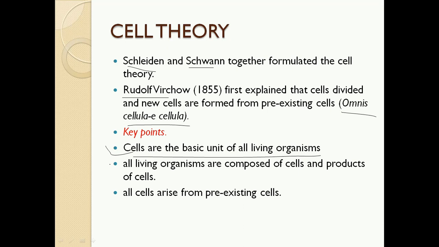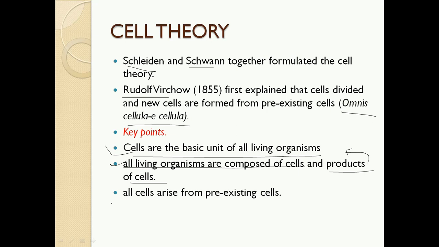The second key point of this cell theory is that all living organisms are composed of cells and products of cells. This sentence is somewhat similar to the first again. In our body we have cells, and our body also has parts which do not have cellular structures; they are made up of the products of cells. It means our body is wholly and solely made up of cells and their products, right?